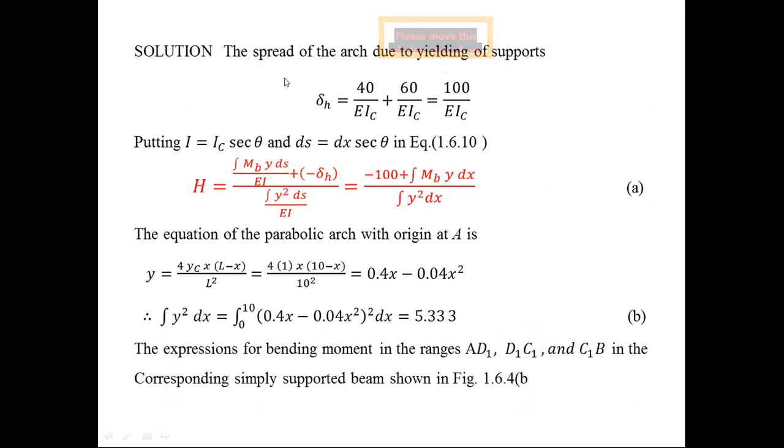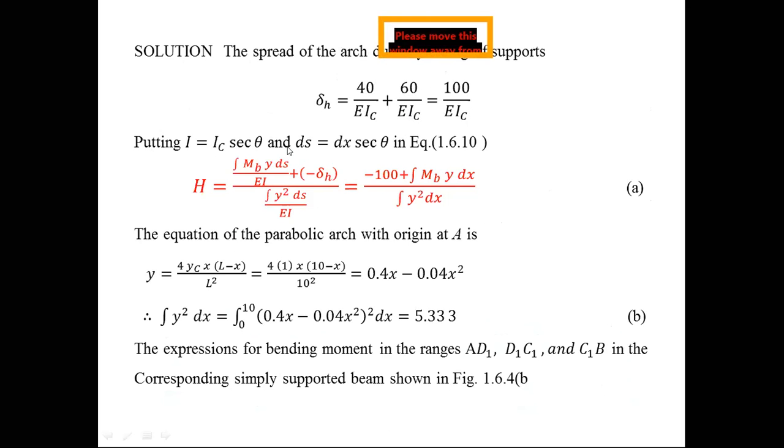Then the spread of the arch is due to yielding of support. So how much does the support move horizontally? Total horizontal displacement is 40 by AC at support A and 60 by AC. So total horizontal displacement is equal to 100 by AC.